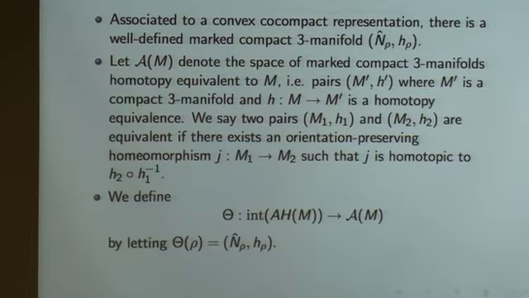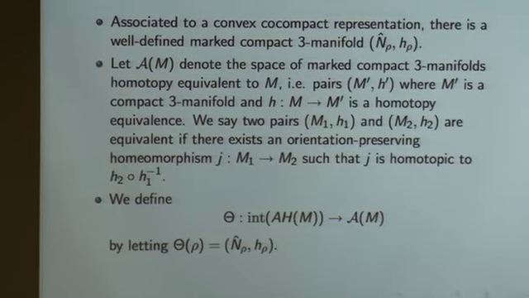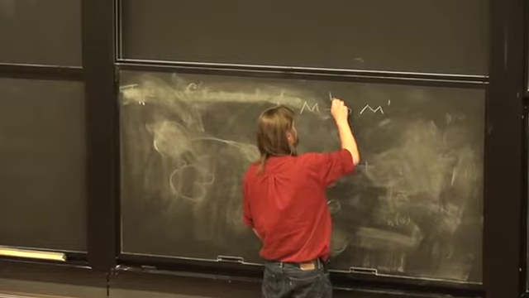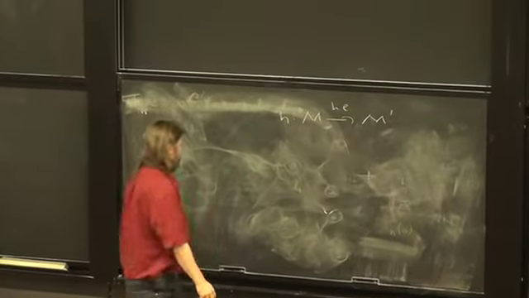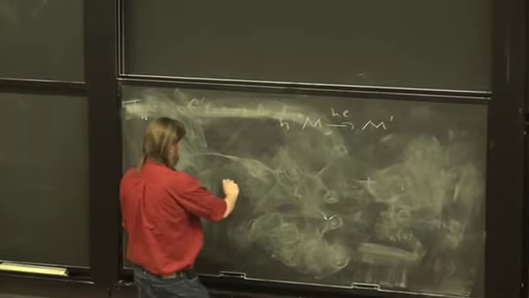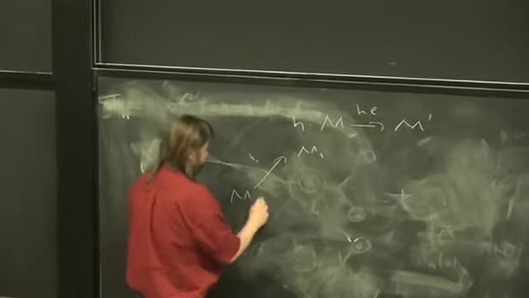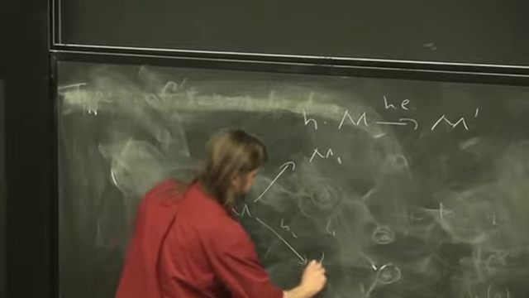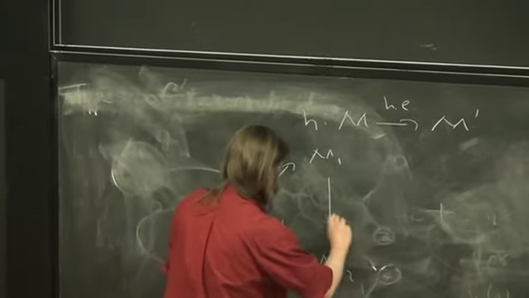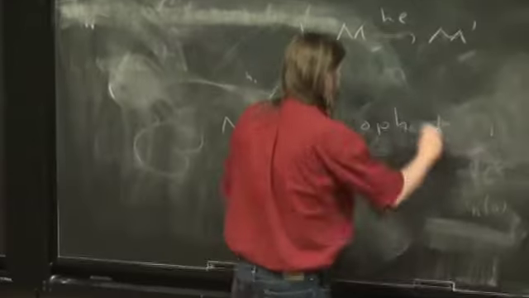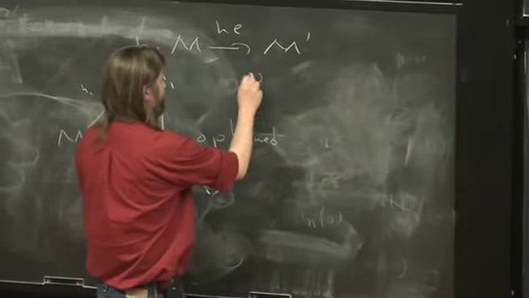So basically your elements are, I wrote it up there, but you need the diagram. An element is a homotopy equivalence from M to M prime, and the equivalence relation is exactly, if you have M here, and you have M1, h1, h2, M2, if you can fill this in with an orientation-preserving homeomorphism that's in the right homotopy class.